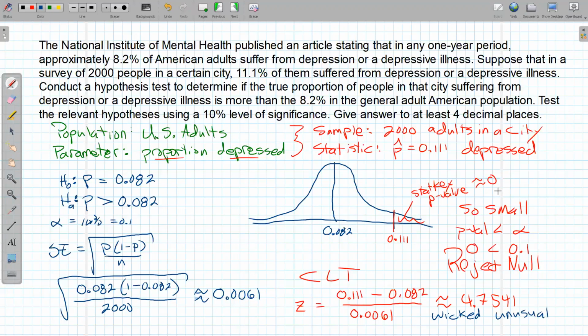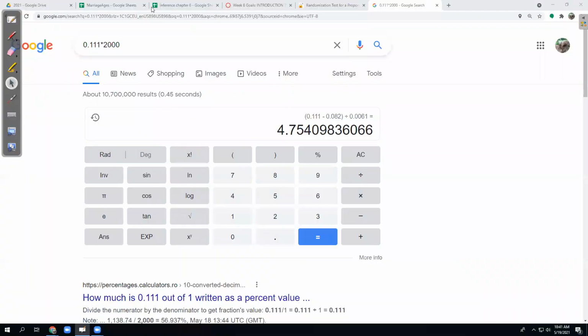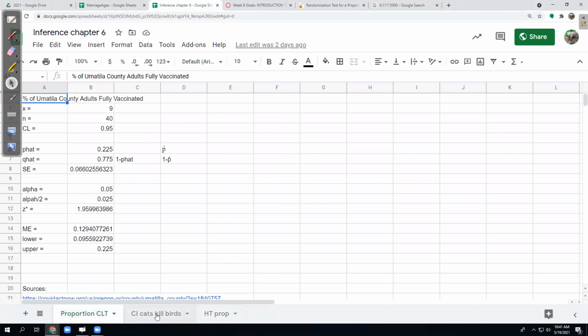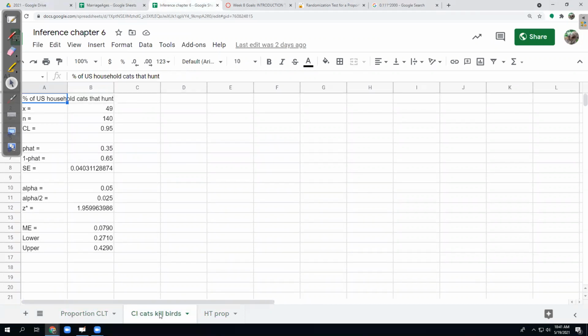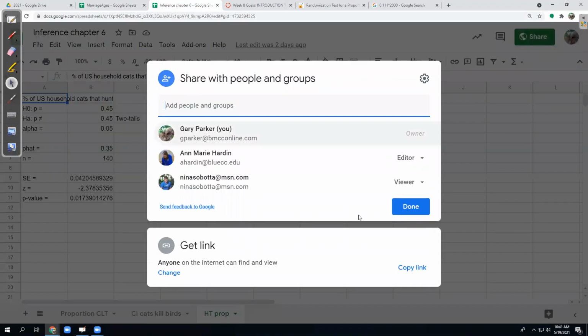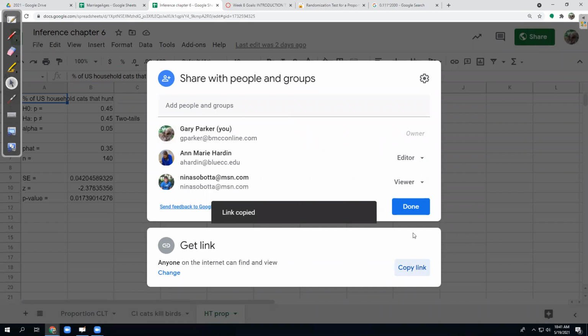All right. StatKey ran out of decimal places, so let's go over and see how to do this in a spreadsheet. So let's see, I shared out a spreadsheet with you all last week, and I told you I was going to keep adding to it. And these are some of the examples we did last time. Umatilla County vaccinated from my sample, cats that kill birds, confidence interval, and then cats that kill birds hypothesis test. We're going to add a new, actually we can just copy this one. So let me share it and then we'll show you how you reuse a spreadsheet copied. Okay. So here's the spreadsheet link if you want to join me or make a copy of it.